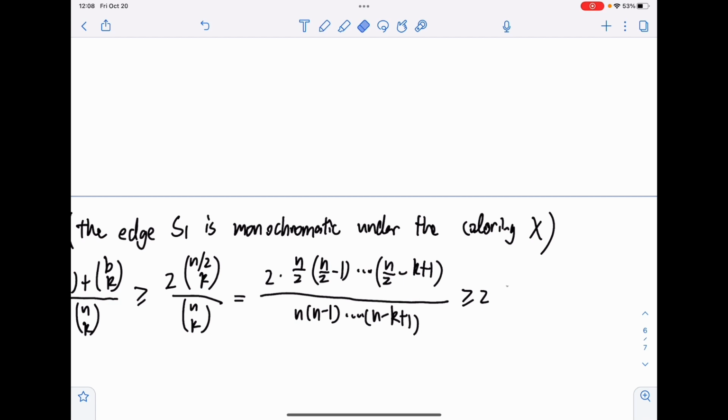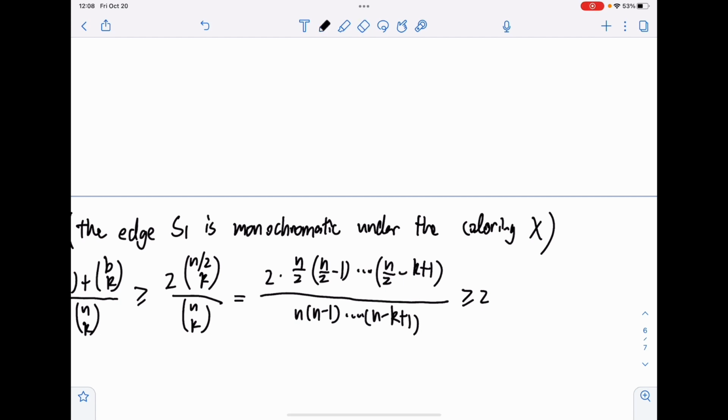This step is deduced by factoring out all the factors here. And 2 to the power of minus k plus 1 times 1 minus k minus 1 over n minus k plus 1, to the power of k. You can see that in the very beginning we set n equals k squared, so it is 1 minus k minus 1 over k squared minus k plus 1, to the power of k, and this is greater than or equal to a constant times 2 to the power of minus k, for some constant c greater than 0.